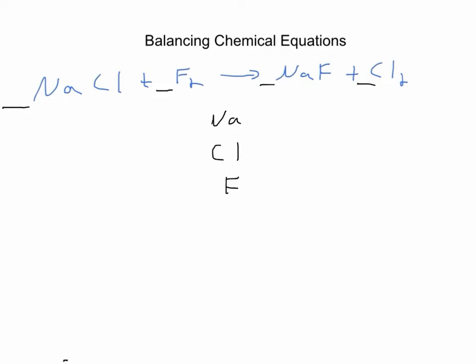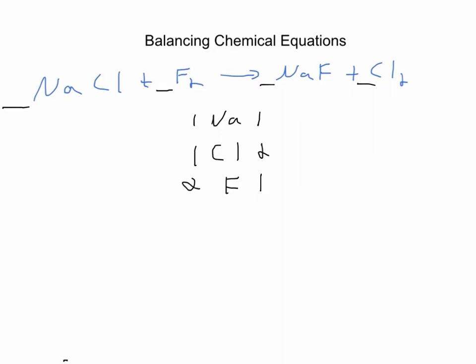On the left side of the equation, I have 1 sodium, and on the right side, I also have 1 sodium. On the left, I have 1 chlorine, and on the right, I have 2 chlorines. On the left, I have 2 fluorines, and on the right, I have 1 fluorine. So I can pick what I have to balance.